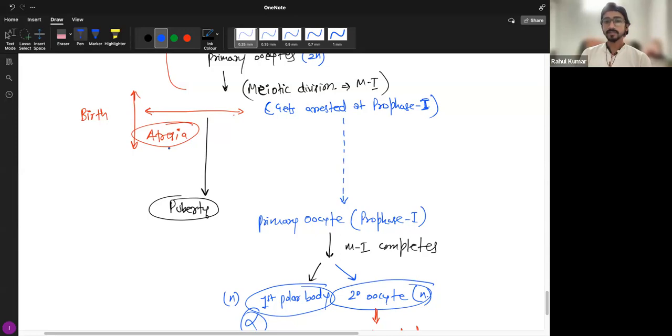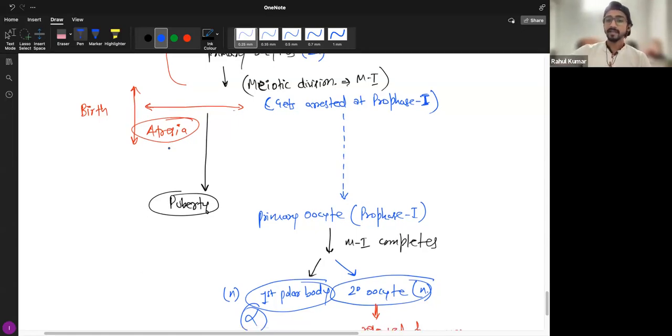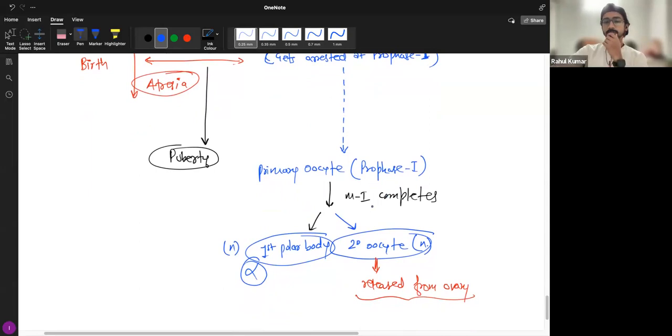Once they reach puberty, they come out of that metabolic arrest and complete meiosis 1 first. As a result, from one primary oocyte, two daughter cells are formed. These should have been two equal cells, two secondary oocytes. But instead, one cell becomes the first polar body, a very tiny cell which degenerates later on. This polar body has minimal cytoplasm.